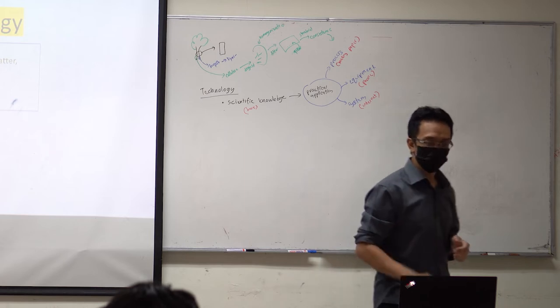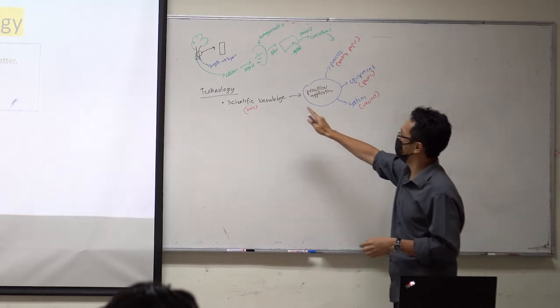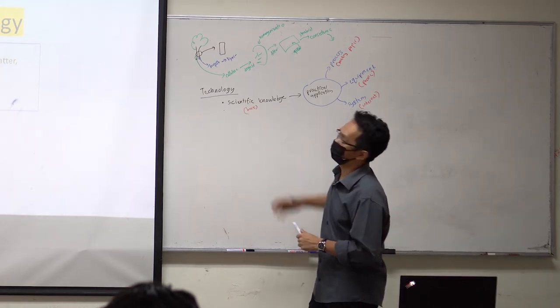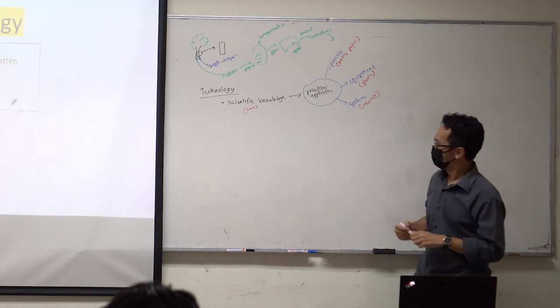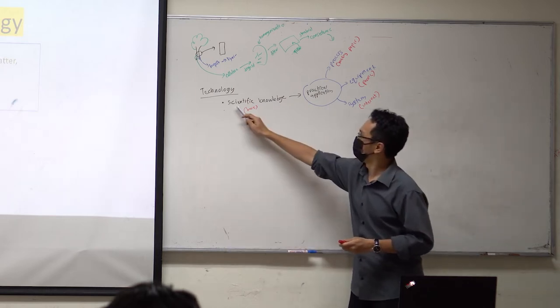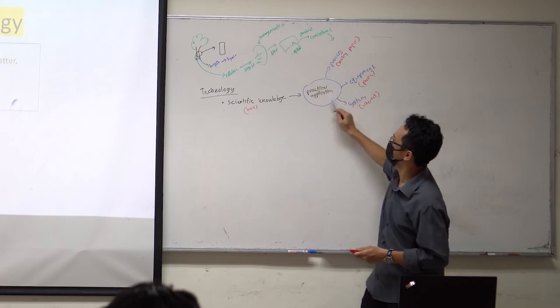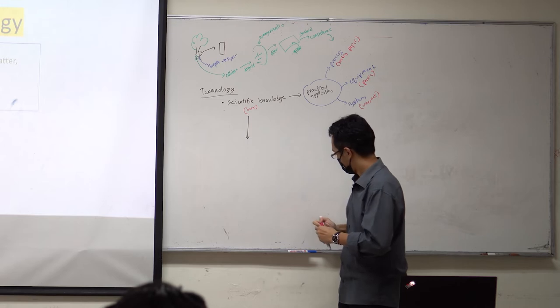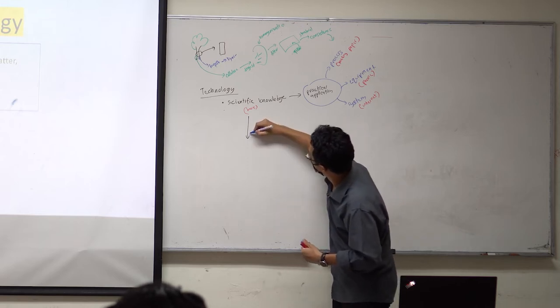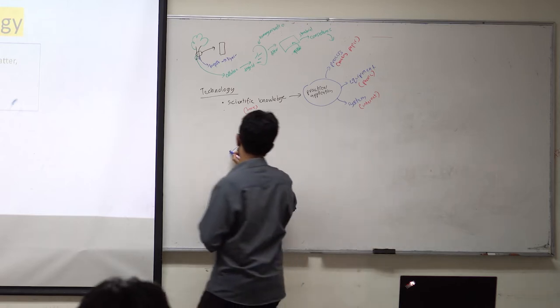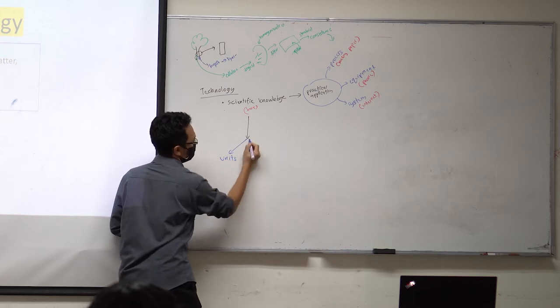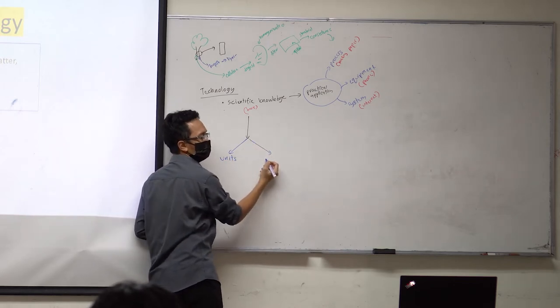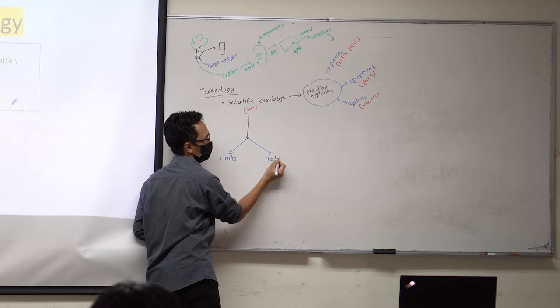But first, we need to learn a little bit about how to read the scientific knowledge. Because normally, when you base a technology on scientific knowledge, you need to know how to read at least two things: the units, and also the notation.